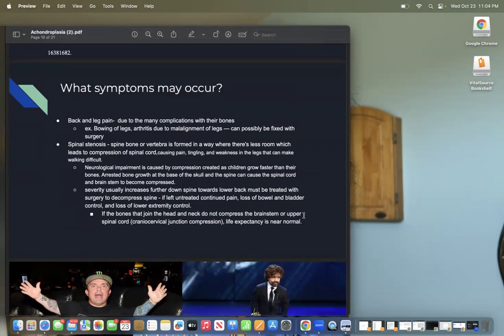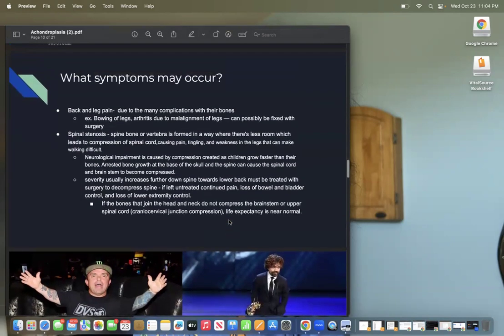So what symptoms may occur? Back and leg pain due to many complications. The malalignment of their legs may cause arthritis. It can be fixed with surgery. There's also spinal stenosis. The spine bone, or the vertebrae, is formed in a way where there's less room, which leads to compression of the spinal cord, causing pain, tingling, and weakness in the legs that can make walking difficult.